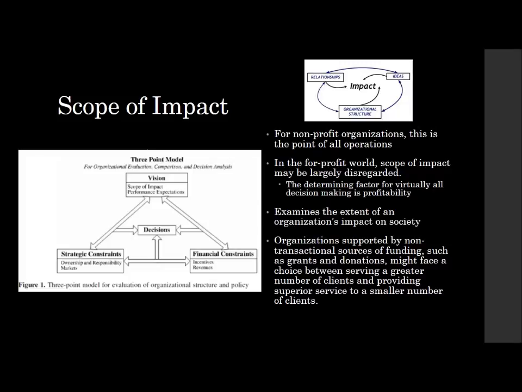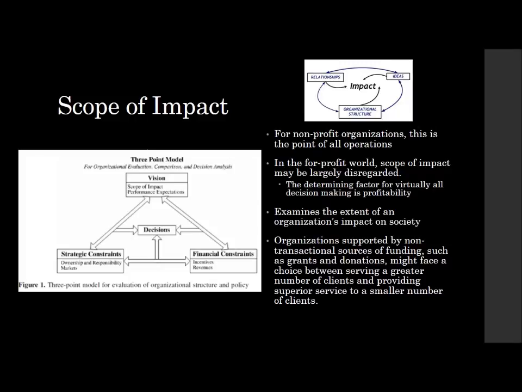Within the vision category of the author's model in Figure 1 displayed at the left are two areas: scope of impact, which looks at the total effect of an organization's actions, and performance expectations, which incorporate the goals of an organization and the standards against which it is measured. Scope of impact examines the extent of an organization's impact on society. For profit-based companies, scope of impact may have little if any weight in decision making, due to the fact that the determining factor in decisions is typically profitability as opposed to societal change.